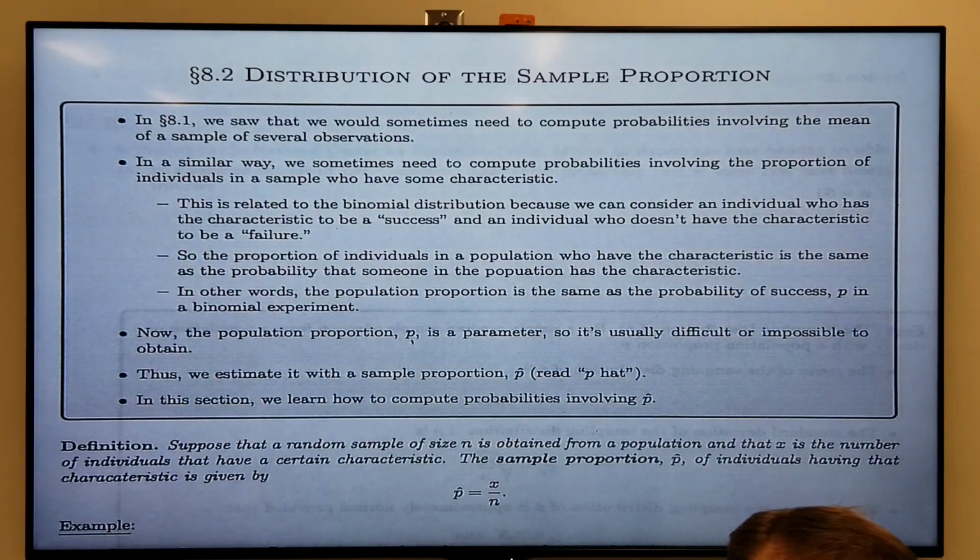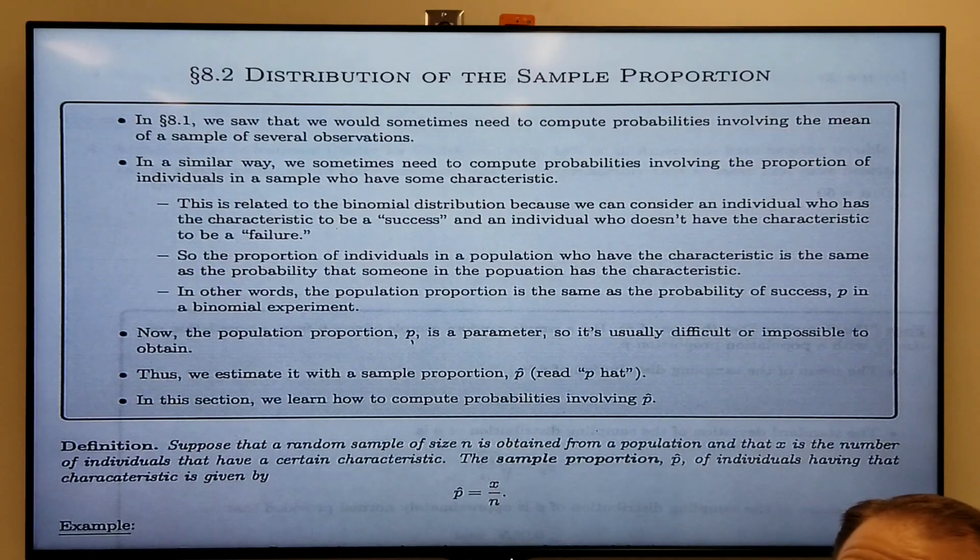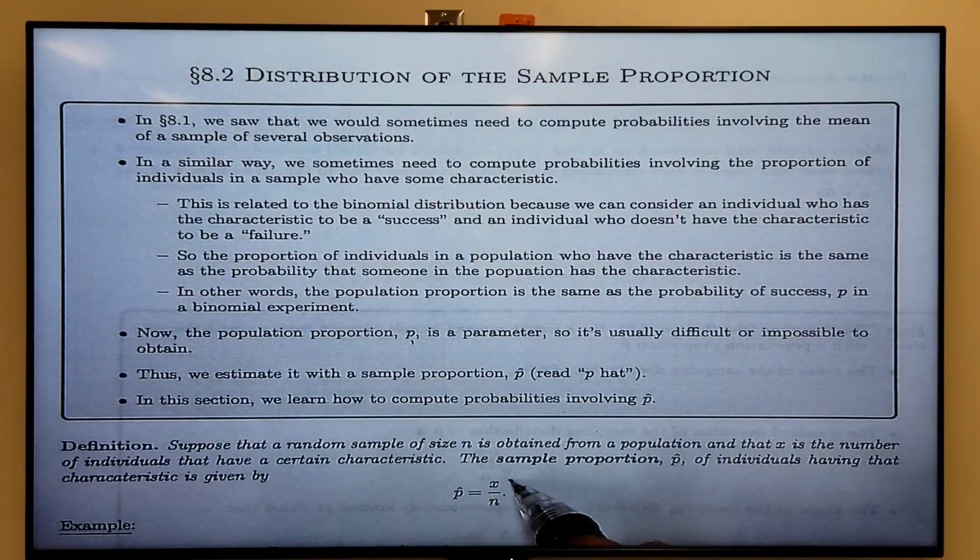The sample proportion is pretty easy to compute. You would just take the number of individuals who have the characteristic and divide it by your sample size. Okay, so p hat is x over n, where x is the number of individuals with the characteristic and n is your sample size. Okay.